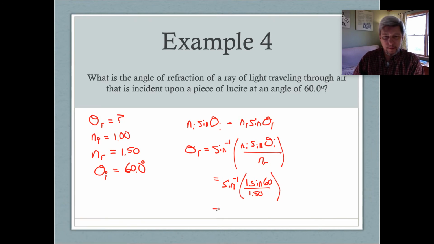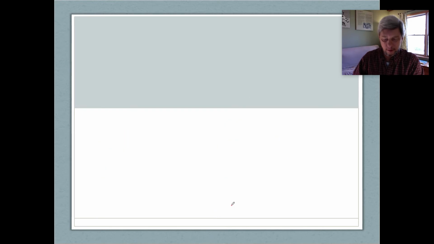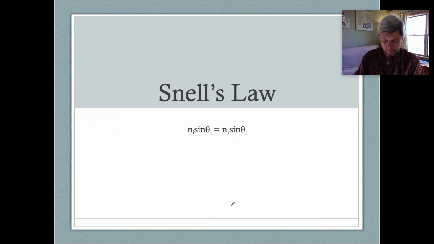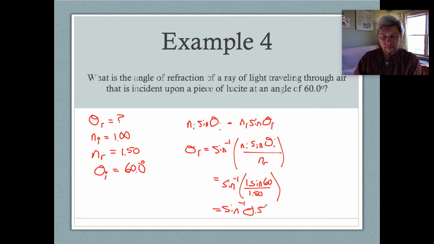And so it's going to be the inverse sine of 0.577, I think it said. I think we rounded it to 4. All right, whatever that comes out to be. I don't know the answer right off the top of my head. Stay right here. I'll be right back.